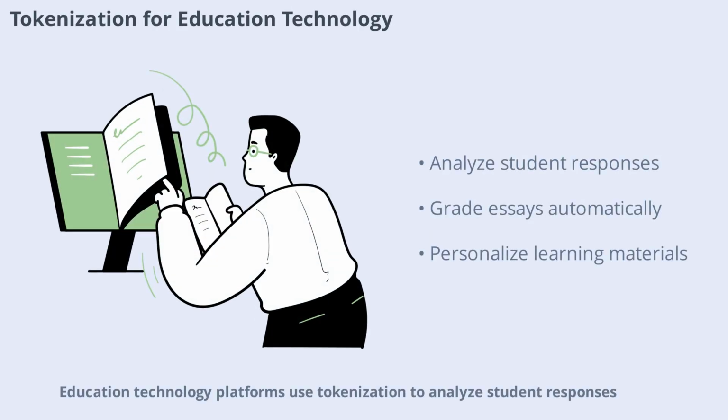Education technology platforms use tokenization to analyze student responses, grade essays, and provide personalized feedback. By breaking down text into tokens, these systems can assess writing quality, detect plagiarism, and tailor learning materials to individual needs. Tokenization supports more effective and adaptive educational tools.